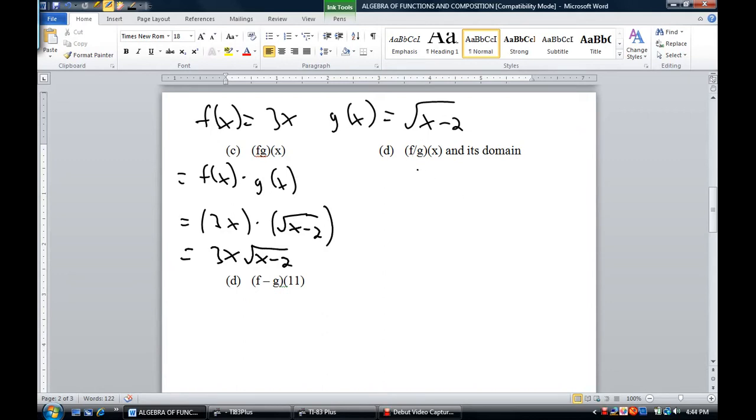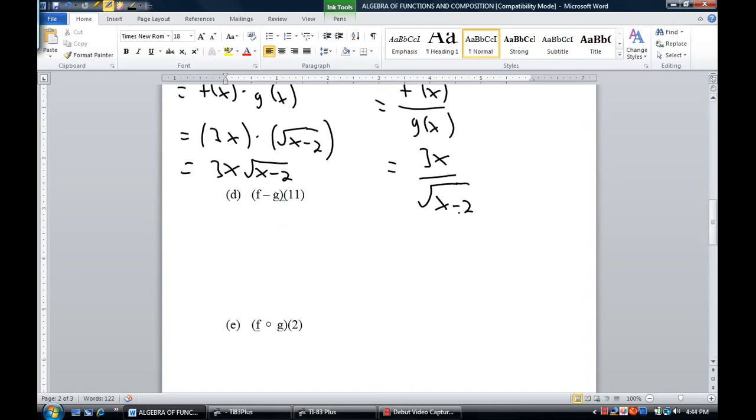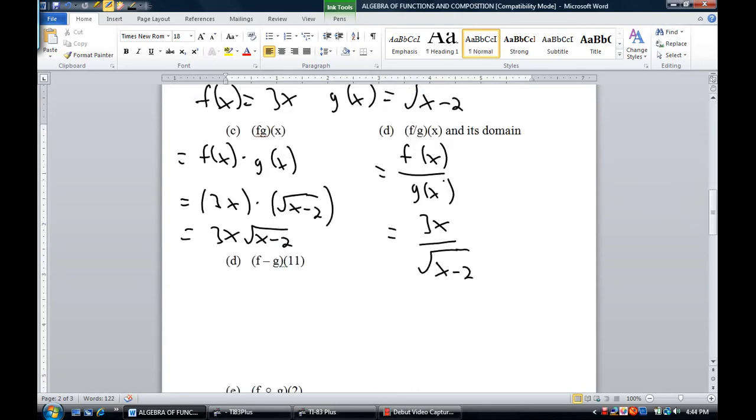Now this divide means we're going to find f of x divided by g of x. Once again, since these are in terms of x, we're going to leave them as they are. So f of x is the 3x, and that goes on top. g of x is the square root of x minus 2, and that goes on the bottom. Now we're going to find the domain also, but we're done with f divided by g of x. That's the actual answer. Now we need the domain.